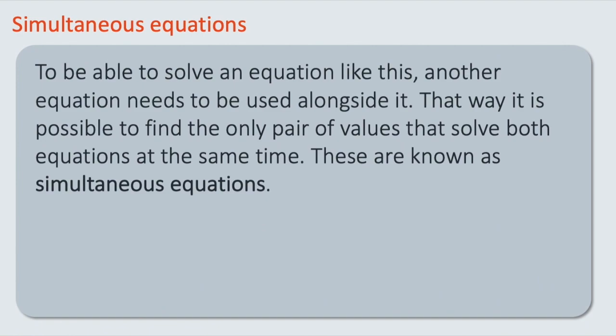To be able to solve an equation like this, another equation needs to be used alongside it. That way it is possible to find the only pair of values that solves both equations at the same time. These are known as simultaneous equations.